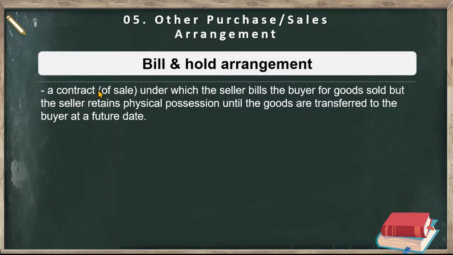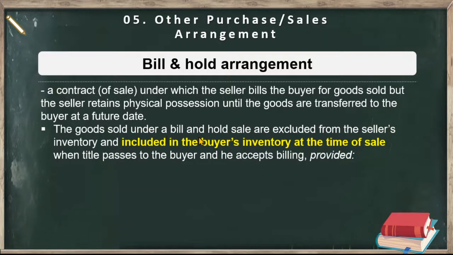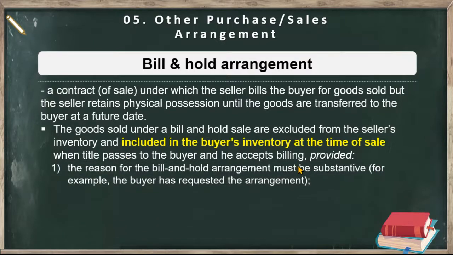So in here, ang physical possession na remains sa seller. Okay? But the goods are already billed to the buyer. The goods sold under a bill and hold sale are excluded from the seller's inventory. Again, even if nga ang physical possession nahibilin sa seller kay wala pa man gi-release, gi-hold pa man. But since it's already billed to the customer, ang tag-iya ani is ang buyer. Therefore, it will be included in the buyer's inventory at the time of sale when title passes to the buyer and he accepts the billing, provided that the reason for the bill and hold arrangement must be substantive.